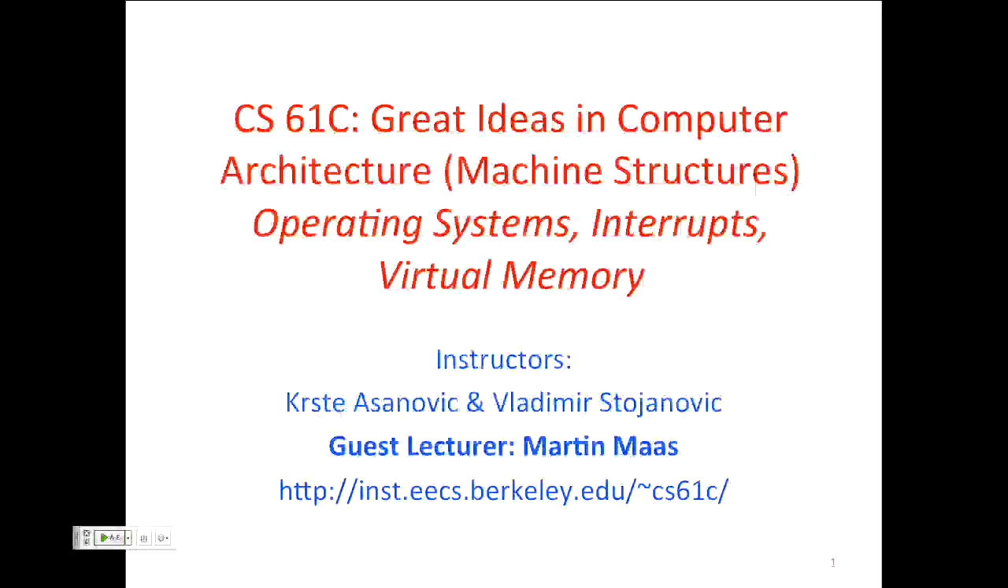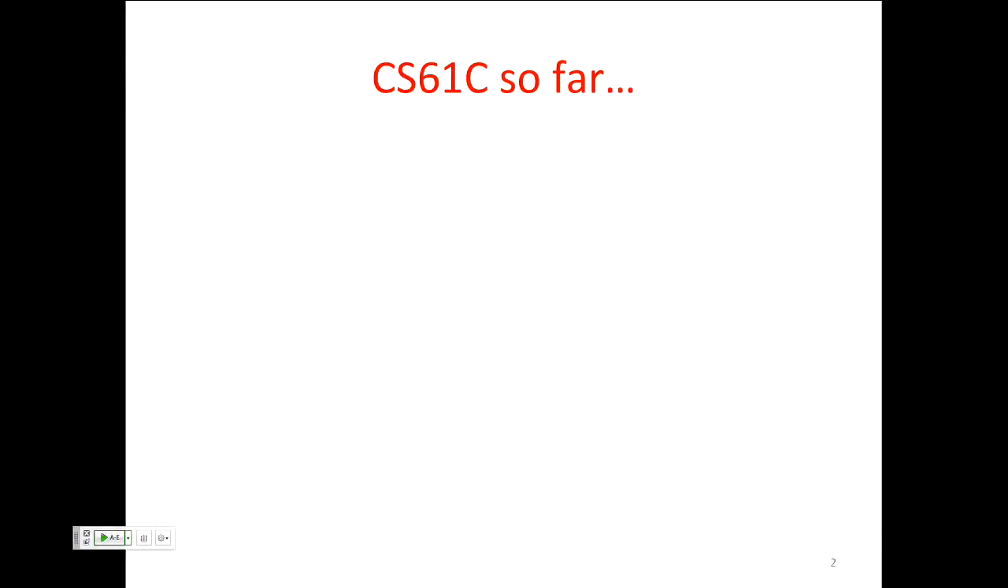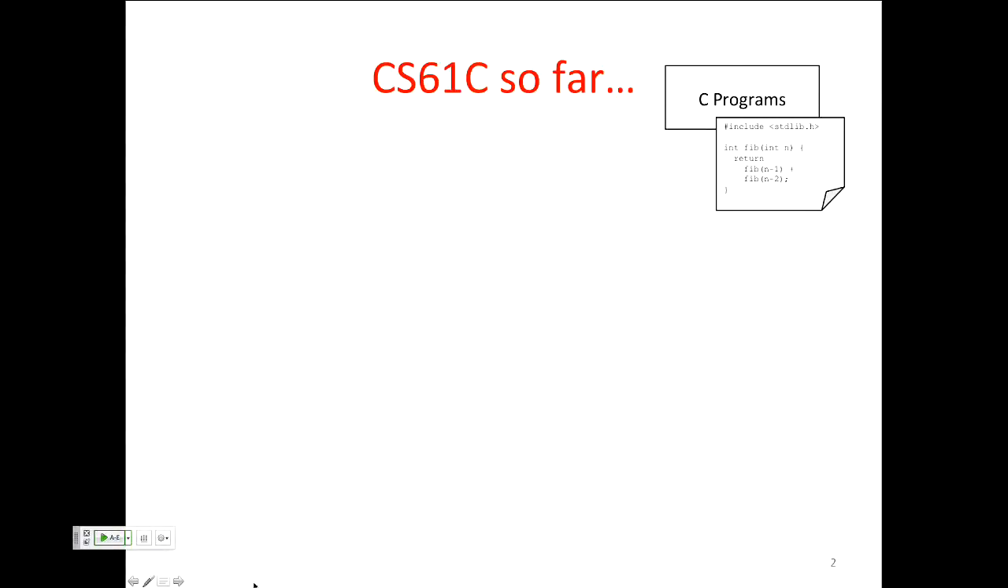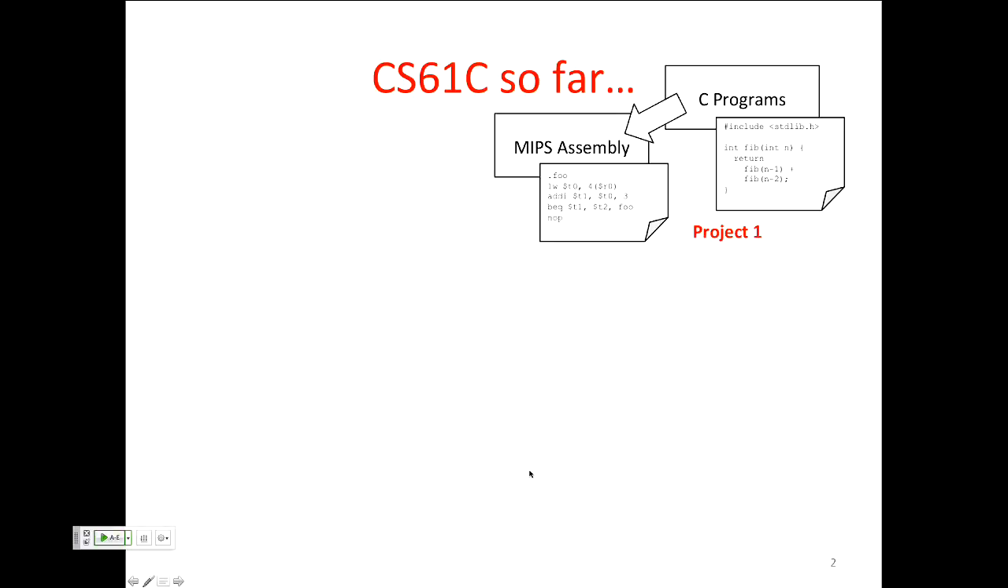And today we're going to talk about operating systems. But before we do that, let's take a step back and look at what we've learned in 61C so far. We started off with C, and we looked at how you can take a high-level program and compile it into MIPS assembly, which is what you did in your project 1, so you learned how a linker works.